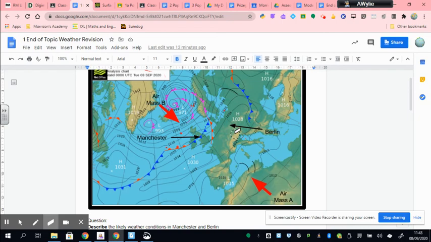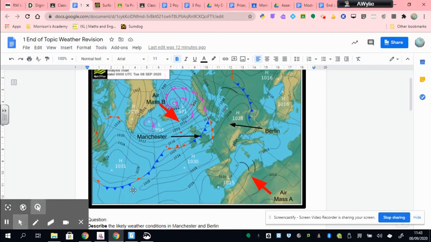Therefore, there's no clouds to block out the sun. Therefore, it's warmer. Berlin has no winds in this case because it's in an area of high pressure and there's very little in the way of wind in high pressure. There's no rain in Berlin because there are no weather fronts nearby. And that is me using my knowledge of synoptic weather maps to explain the differences in the weather.